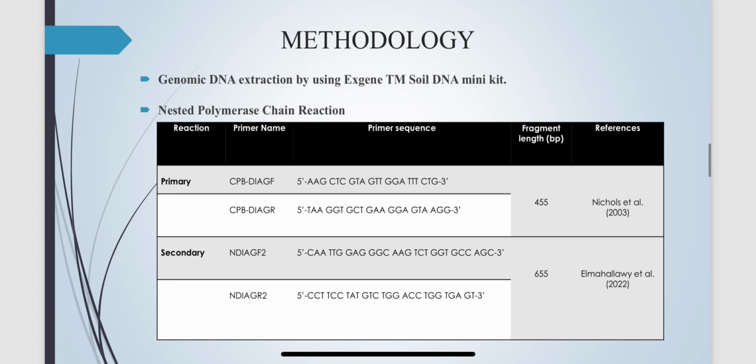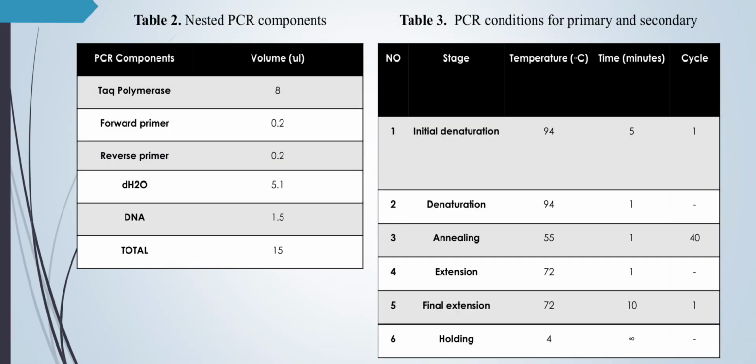Nested PCR is basically 2 sets of primers. So this is the primer name specific for Cryptosporidium parvum. Table 2 shows the nested PCR components for 15 microliters, and the PCR conditions for primary and secondary, where we can see the annealing temperature is 55 degrees Celsius for both the primary and secondary cycle.